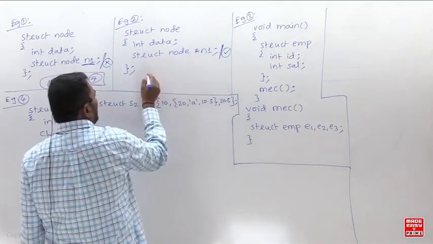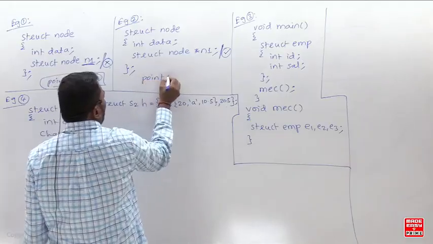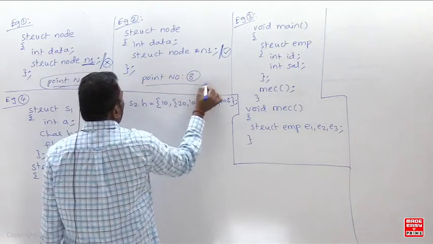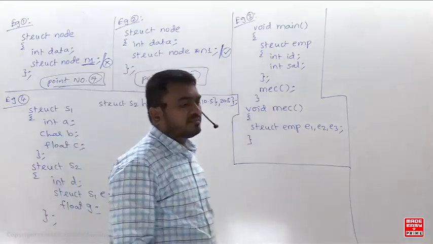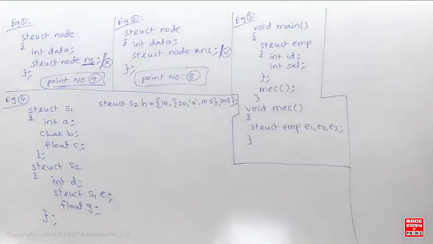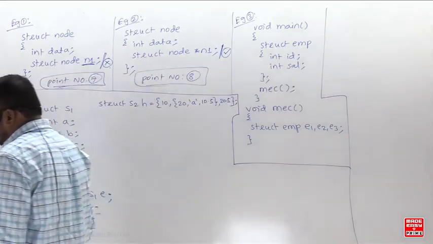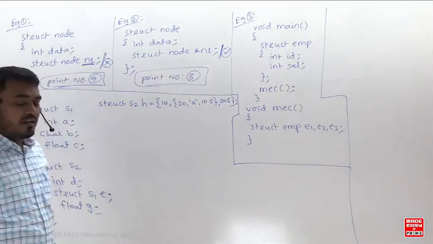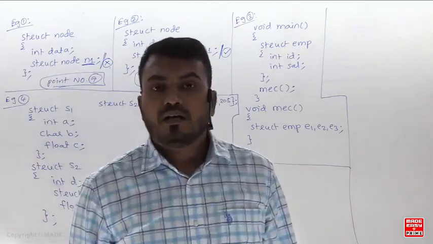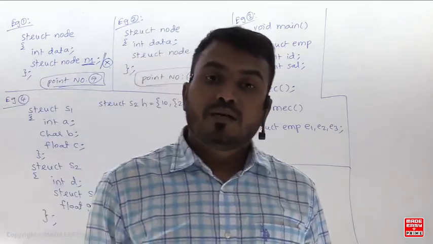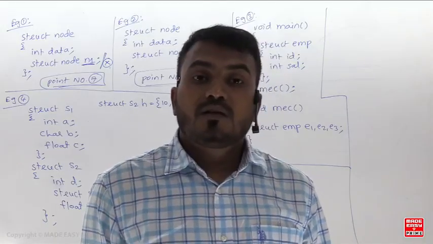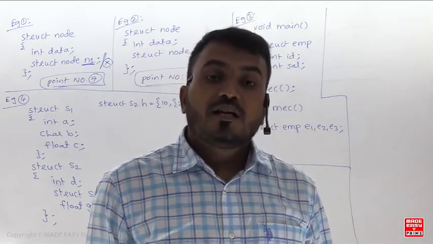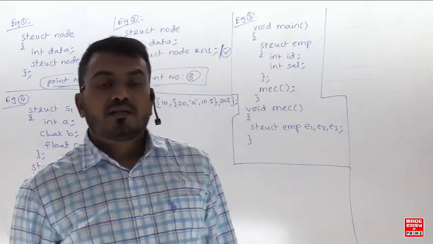So this is allowed. So this is clearly saying point number 8. Read point number 8 in the notes. In point number 8, what is said? We can create a same structure pointer as a member to the structure, and that is called a self-referential structure.